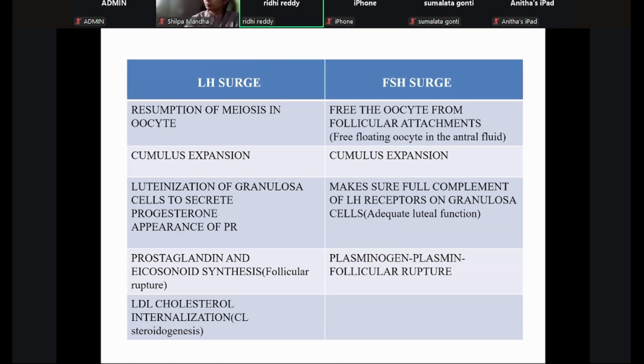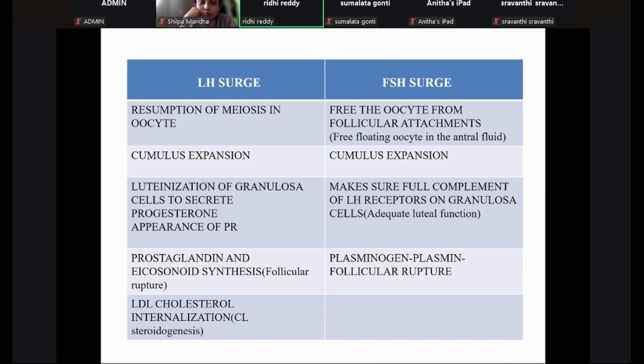So, what does the LH surge cause and the FSH surge cause before ovulation? The LH surge causes resumption of meiosis in the oocyte, whereas the FSH surge frees the oocyte from follicular attachments, like a free floating oocyte in the antral fluid. LH surge causes cumulus expansion, and FSH surge also causes cumulus expansion. With the LH surge, there will be utilization of granulosa cells to secrete progestogen and appearance of progestogen receptors, whereas FSH ensures the full complement of LH receptors on granulosa cells.